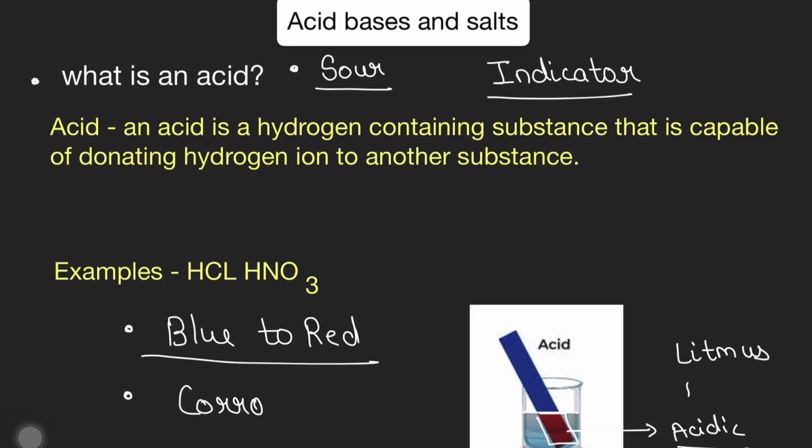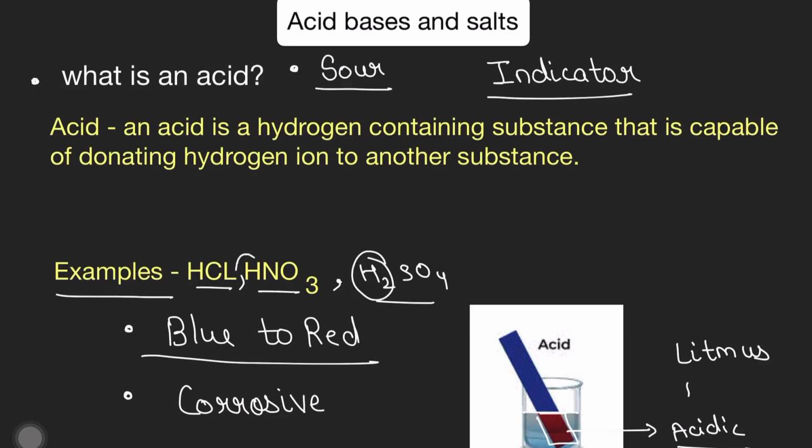And the third characteristic is that acids are corrosive in nature. It means that when an acid reacts with a solid substance, it has the ability to corrode it. Now, examples of acids are HCl, hydrochloric acid, HNO3, or H2SO4, that is sulfuric acid.